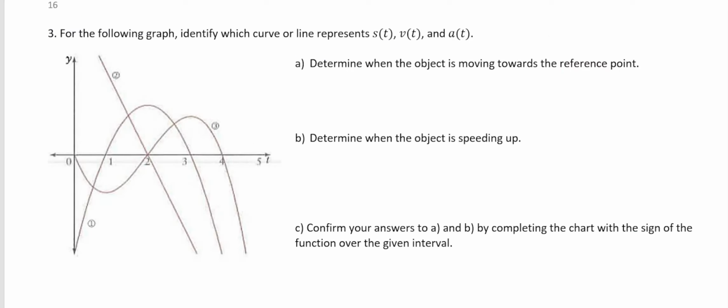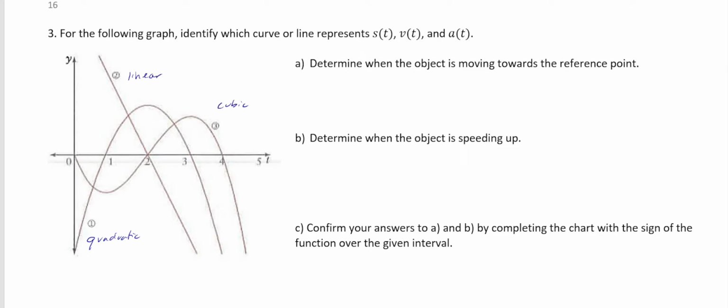Okay, for the following graph, identify which curve represents the position function, the velocity function, and the acceleration function. Okay, so what I'm going to do here is I'm going to look at this graph number 3. Graph number 3 is a cubic, right there. Graph number 1 is a quadratic. And graph number 2 is linear.